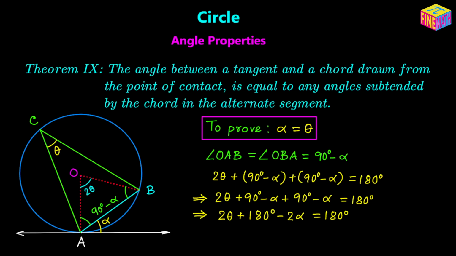And from here, you see the positive 180 degrees on both sides will cancel out each other, and we are going to be left with 2 times theta minus 2 times alpha equals 0. And from here, we can say then 2 times theta will be equal to 2 times alpha, and divide both sides by a positive 2. We get theta is equal to alpha. And that's exactly what we needed to prove.